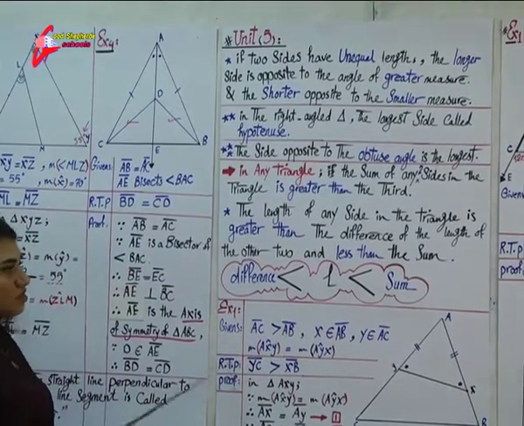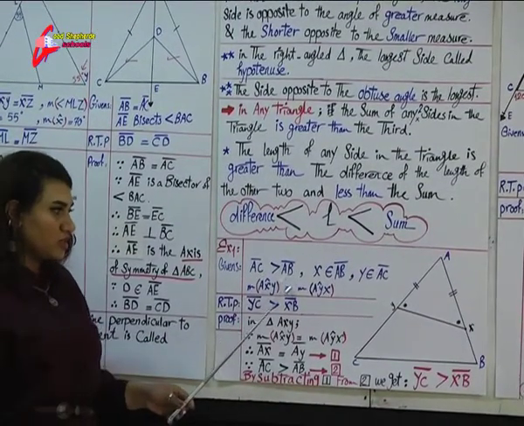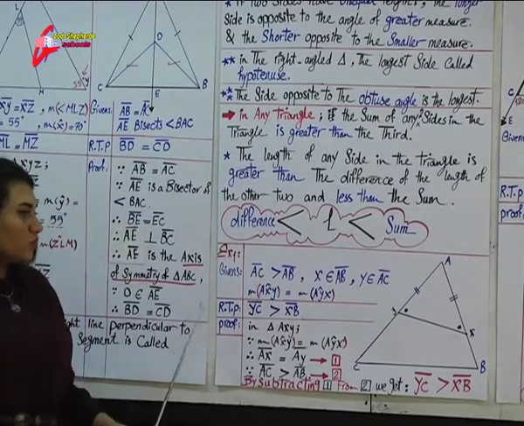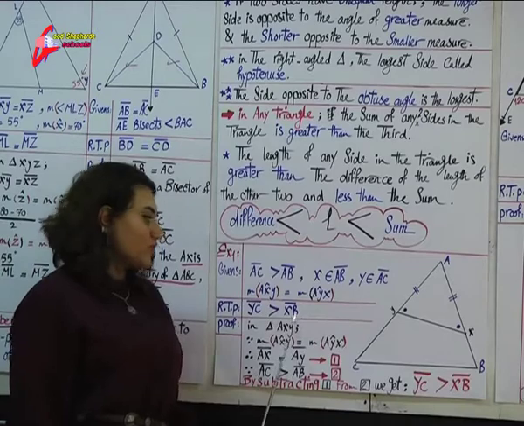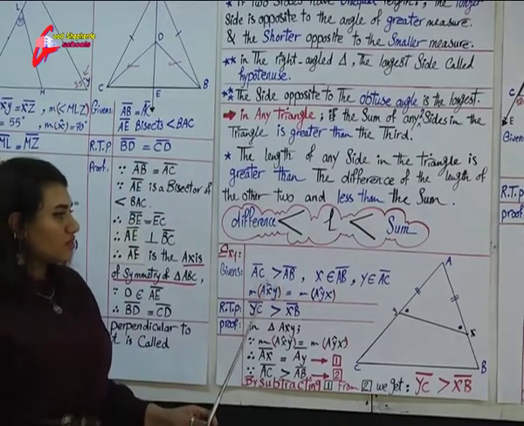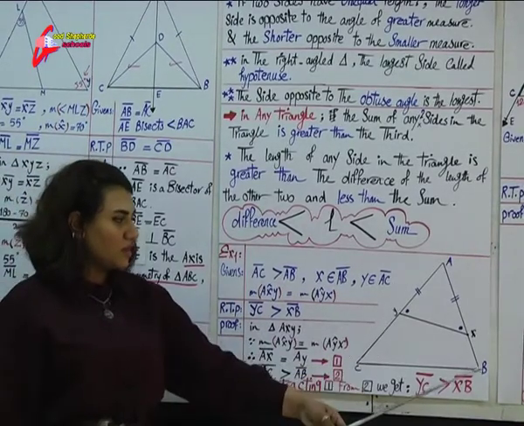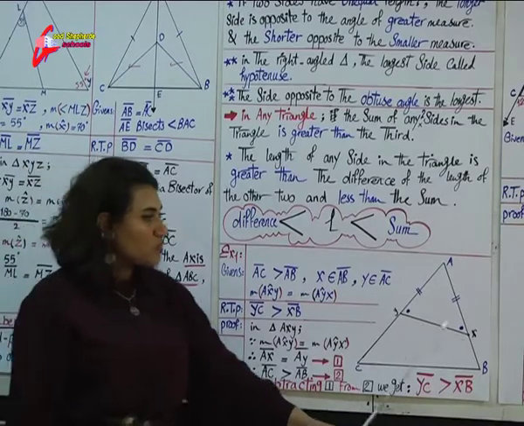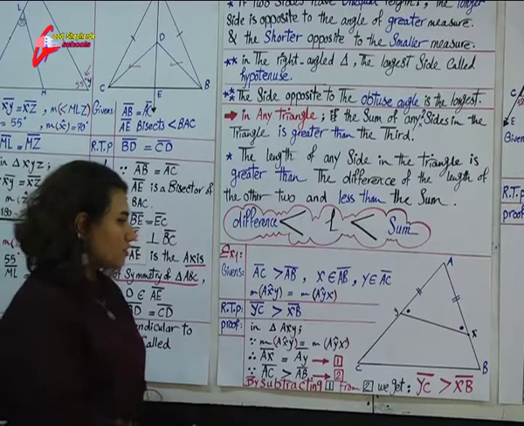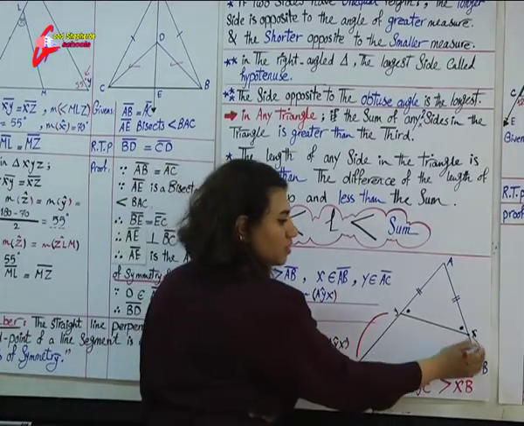Check this exercise. Exercise number 1. He will not give you two equal sides. He will give you a side greater than the other, and he needs you to prove that another side is greater than another side. AC is given as greater than AB. The two points Y and X are located on these two sides. He needs to prove that the small part YC is greater than XB.